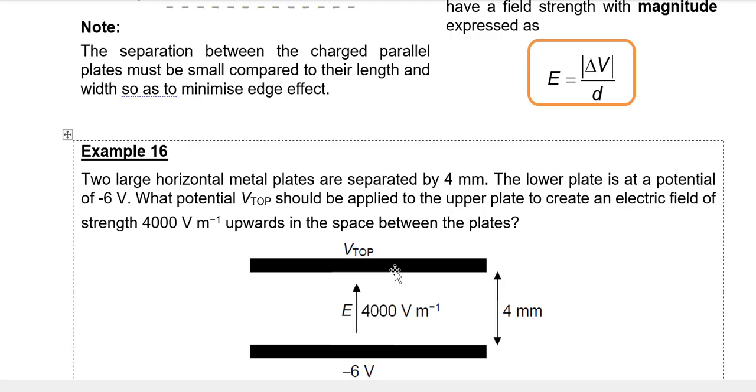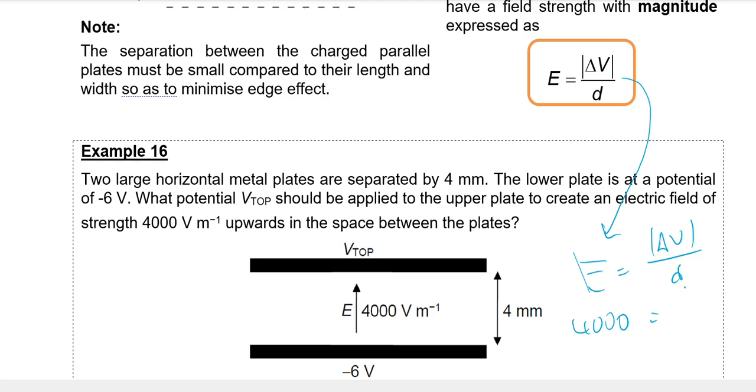I hope you have paused and tried the question. If not, please do so. Now we are going to go through the answer. What is the potential at the top? We have to unpack this formula down here. We're using the formula E equals mod delta V over D. The electric field is 4,000.